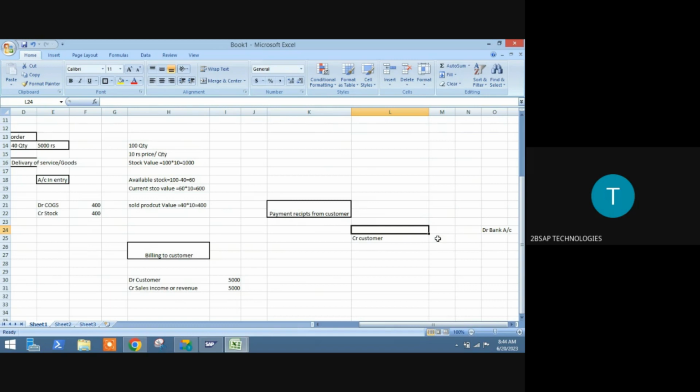Okay. So here what will you do? Debit the incoming bank GL account. It is not the bank GL account. You are going to call it the incoming bank GL account. If he provided a check, what will you do? You use the incoming check GL. If he provided a transfer, the incoming transfer GL.